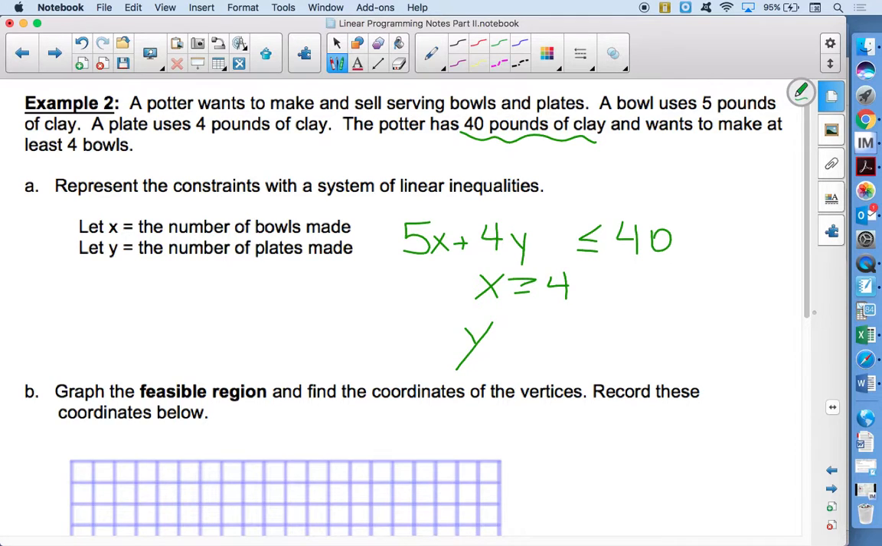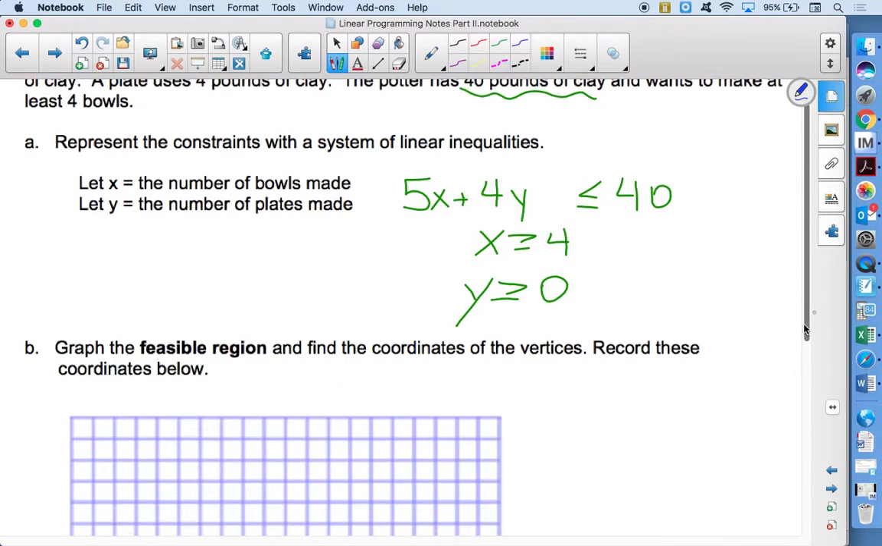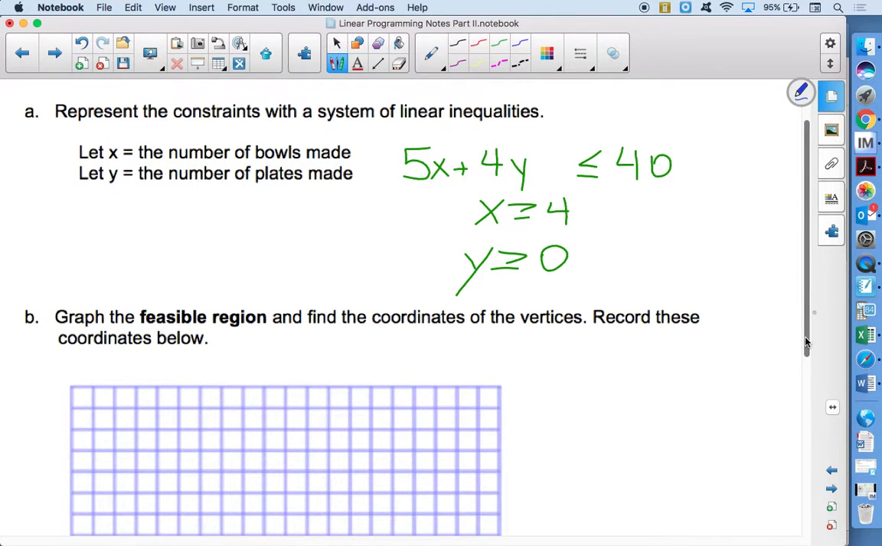We still have to say something about the plates. We could make 0 plates. We don't have to make plates in this case. It doesn't give us any condition comparing the two together. But I can't make a negative number of plates. So y must be greater than or equal to 0, x is greater than or equal to 4, and then that first inequality, 5x plus 4y is less than or equal to 40.